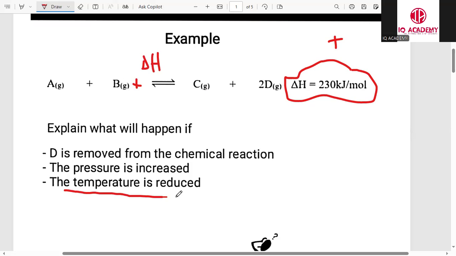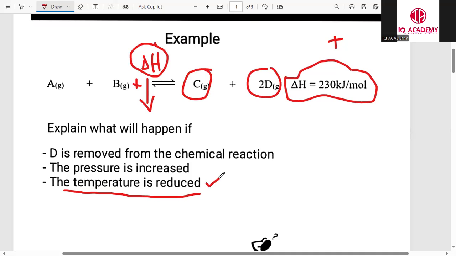So when this temperature is reduced here, it means we are removing heat, right? When you reduce the temperature, you reduce the heat. So if the temperature is reduced, it means I'm reducing this reactant here. So if I'm reducing the amount of reactants that I have, what will happen? Okay, it means the equilibrium there will shift to the left. So this C and this 2D here will start reacting more so that they replace this temperature that has been lowered, or that has been what? Reduced. Okay, so here on number 3, you say that the temperature, the reaction will shift to the left.